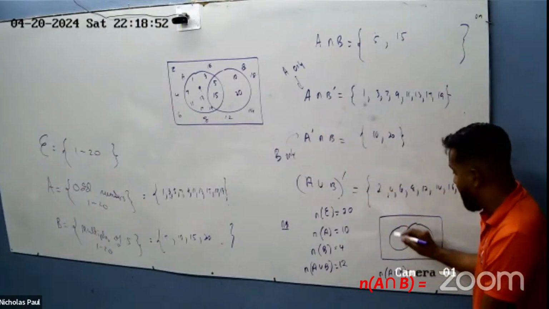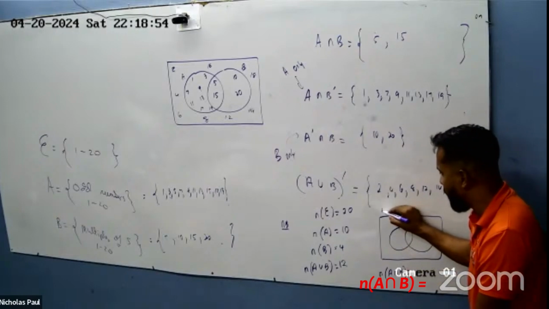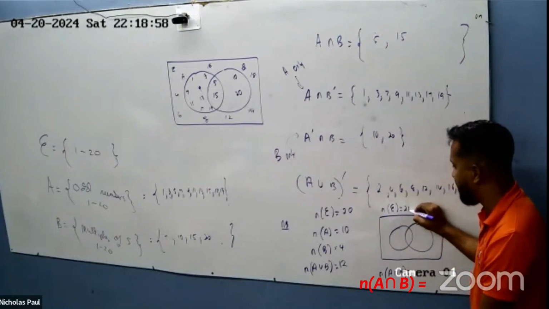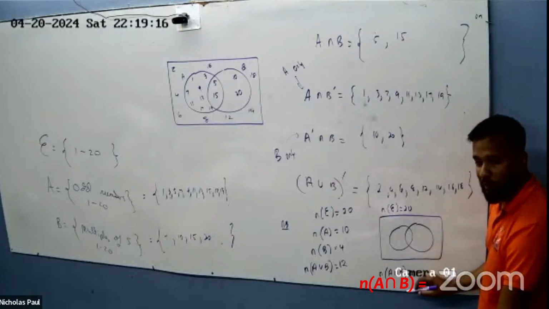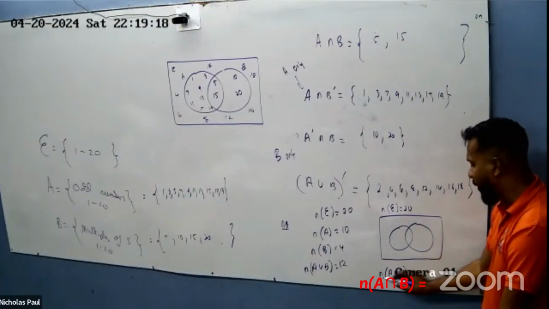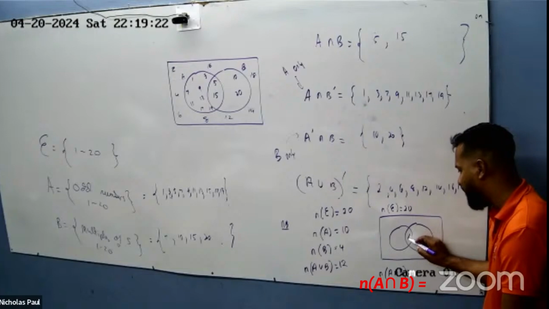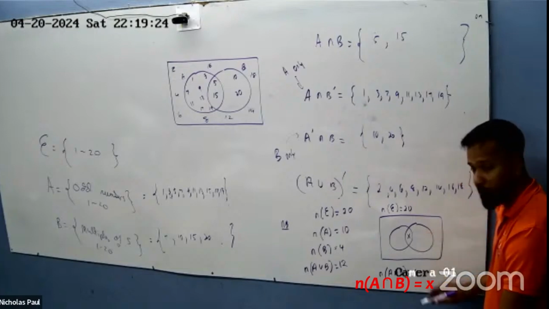Correct? So we start in here. We know the number in the universal set is 20. So the number in A intersect B is what we're trying to find. We don't know this, so let's call it X. That's okay?